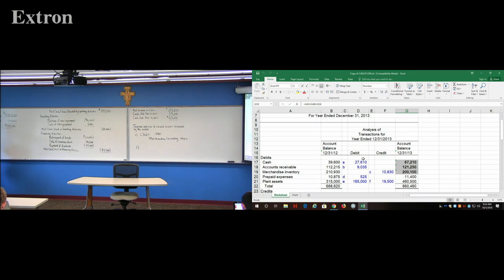Make sense? And then the credit to merchandise inventory, obviously, we only credited merchandise inventory for 10,830. We should have credited for another 4,500. We'll get to that, but that'll fix that. Perfect. Okay, very good. Thank you. Number 2, salaries overstated, salaries payable. So how do I fix that one?